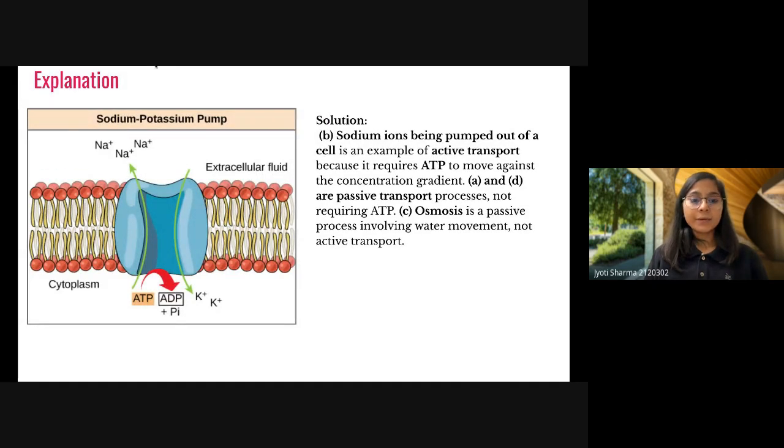Just see here, we have to let out the sodium ions so that the potassium ions can come in, and in that exchange we have to utilize ATP. That ATP will be converted into ADP. So this is how, whenever we require ATP, it will come under active transport.